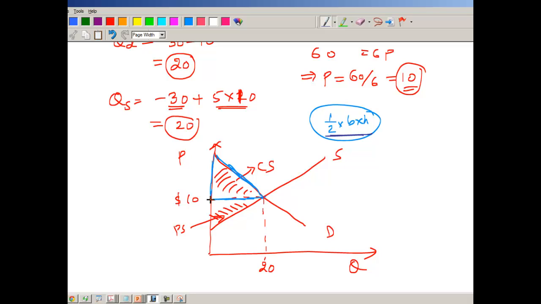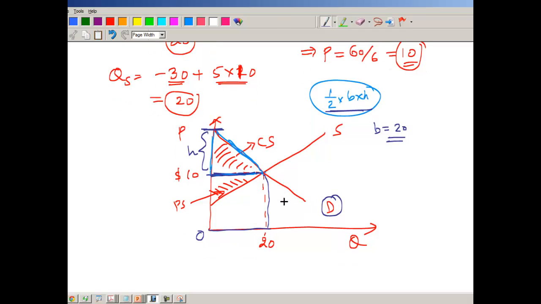So what is the base? The base is very simple. This is the quantity demanded. So this was 0, this is 20, so this base will be equal to 20. So we have base is equal to 20. Okay, note that we also need to get the height. This is your height. Now how do we get the height? Okay, height would be obtained if I put a quantity.